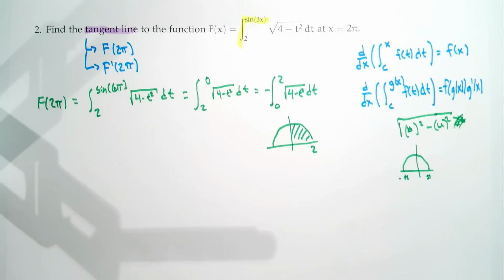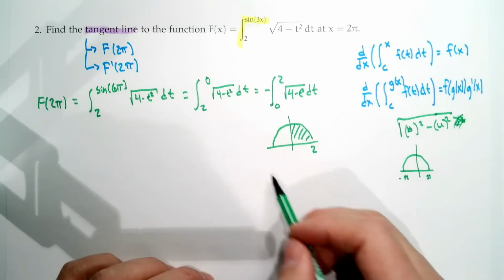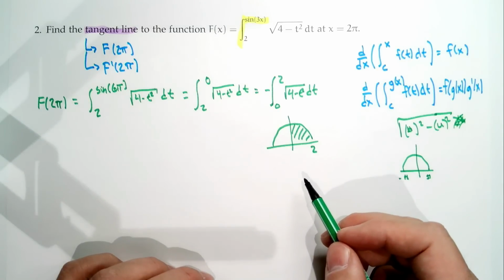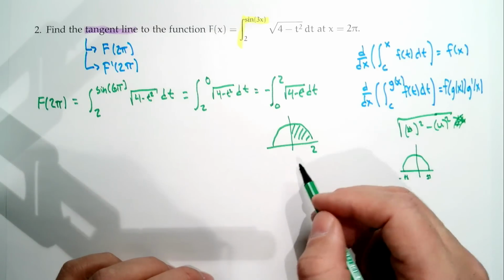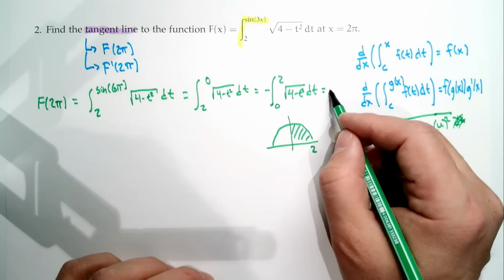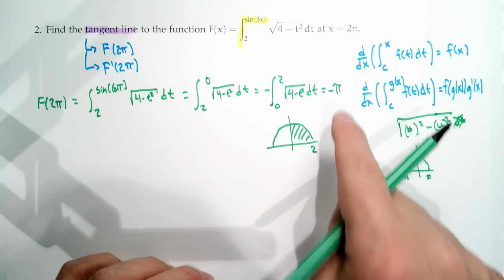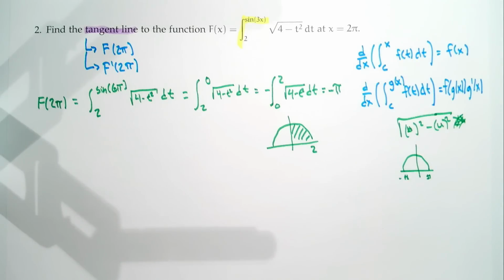So what are we after? Well, this can be interpreted as the area of 1/4 of the circle of radius 2. Normally the whole circle would have area pi r squared, which is 4 pi. 1/4 of that would be pi. So this integral turns out to be negative pi. The negative because of the negative in front, and this because we can interpret it as an area. So negative pi. That's half of our tangent line.